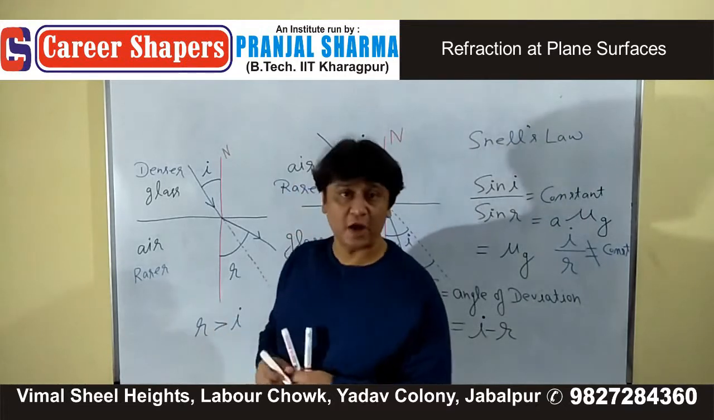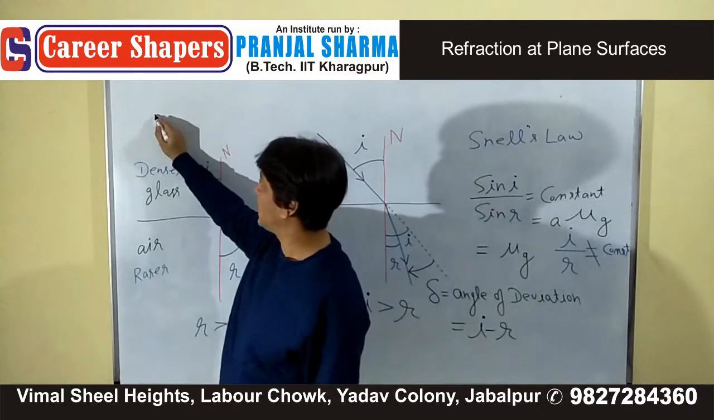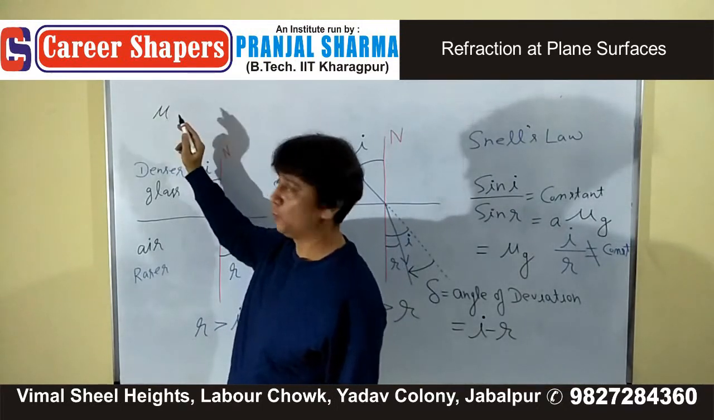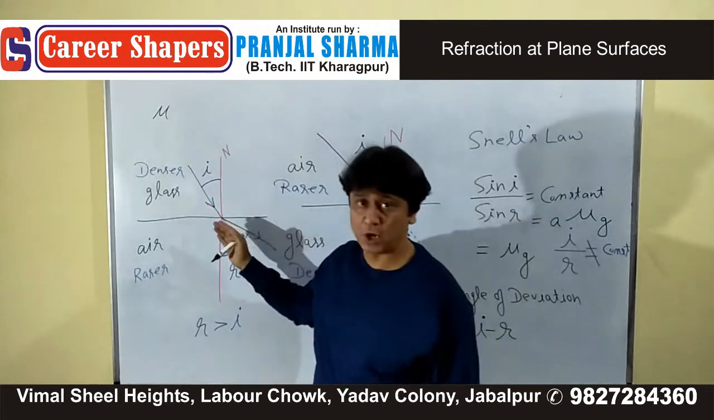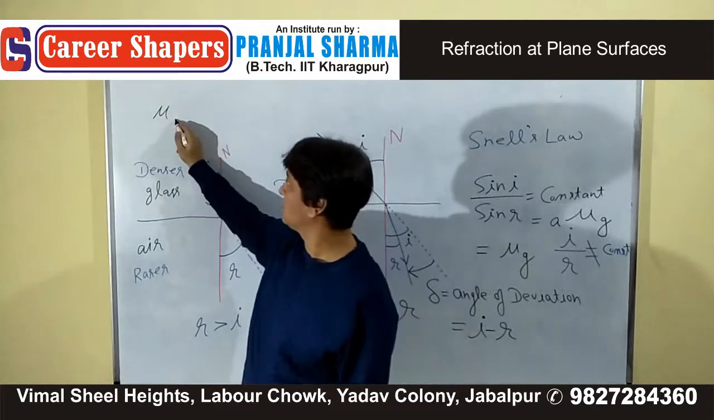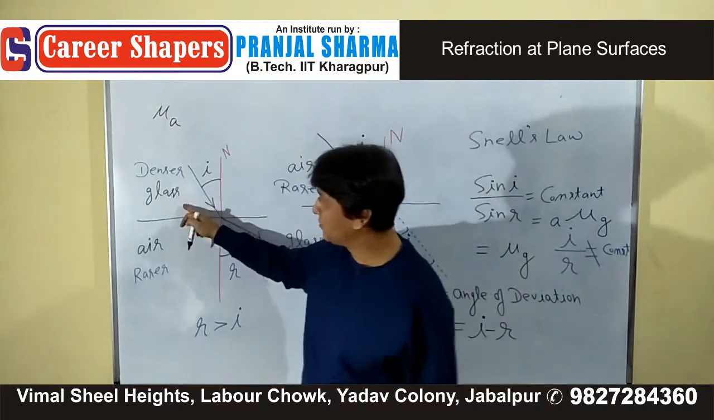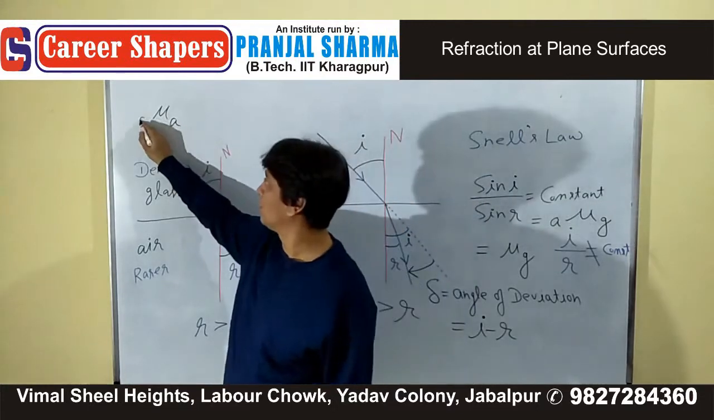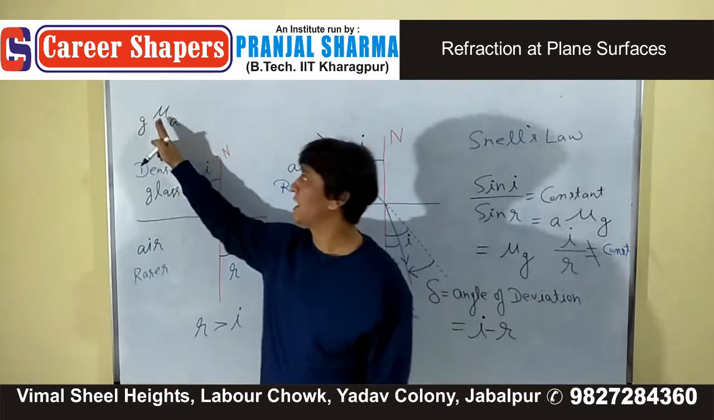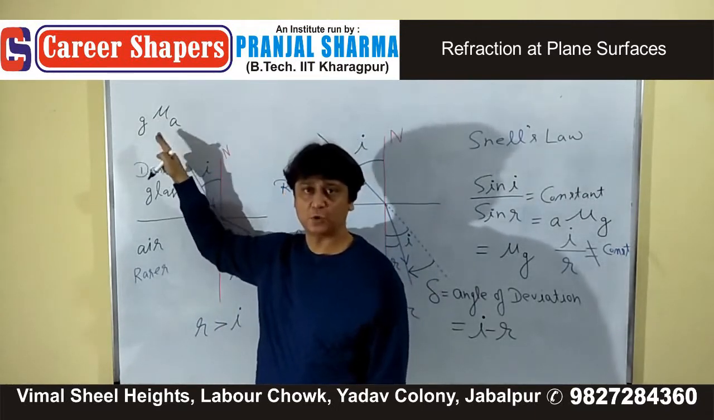If I use Snell's law, then refractive index of, I told you, light is entering into what? Light is entering into air. You must write air at this place. It's coming from glass, and therefore this is glass. Now how do you read it? Refractive index of air with respect to glass.